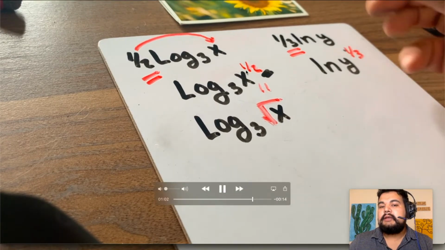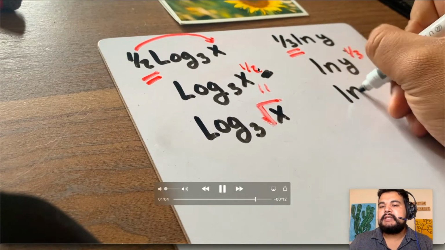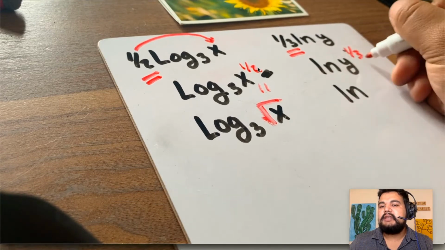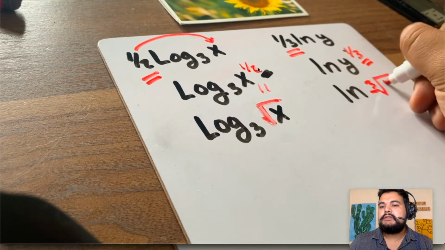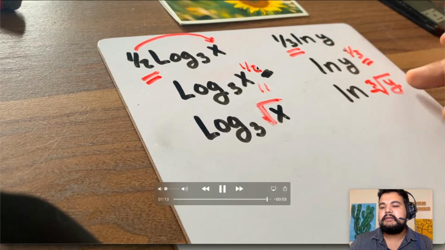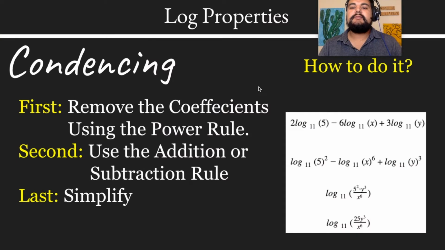And like the power of 1/2, 1/3 represents a radical. In this case, it is the cube root. So put a little tree, a little house, and a y inside, and that's it. So when you're condensing, these are the basic rules you usually want to follow.